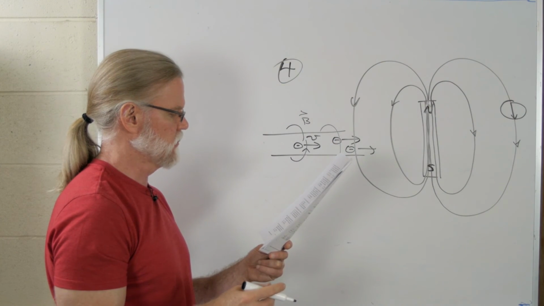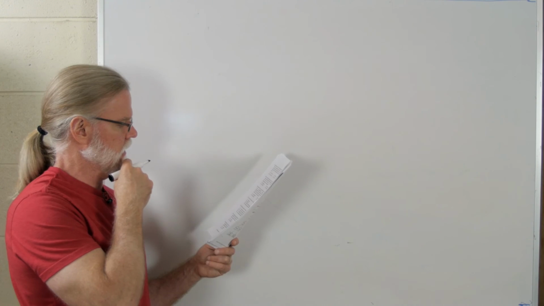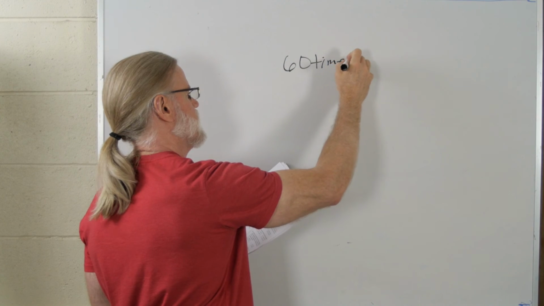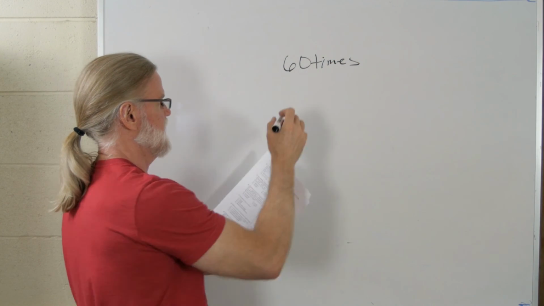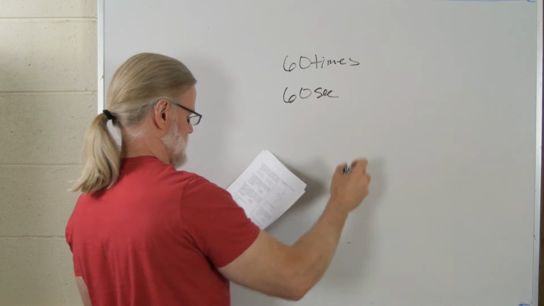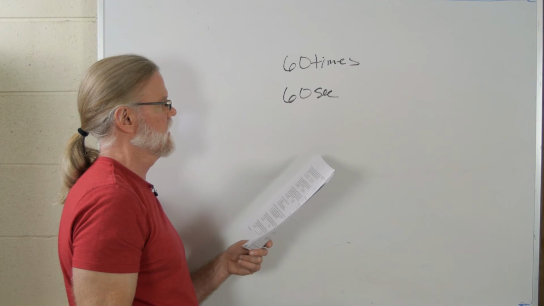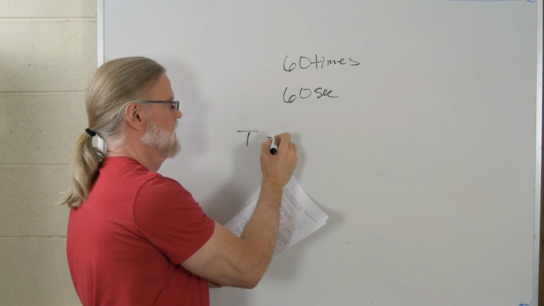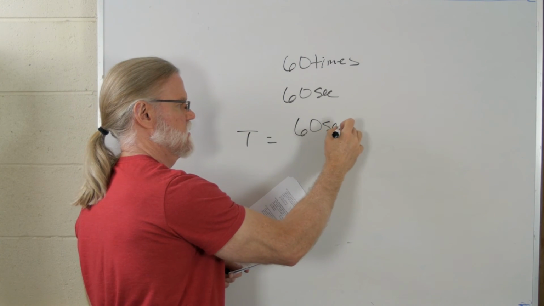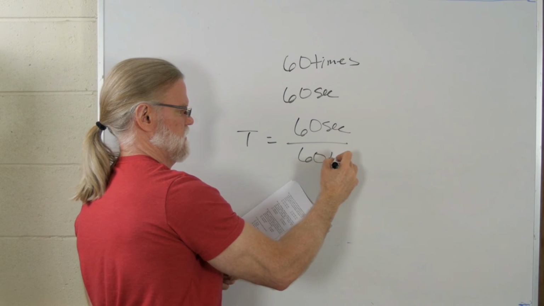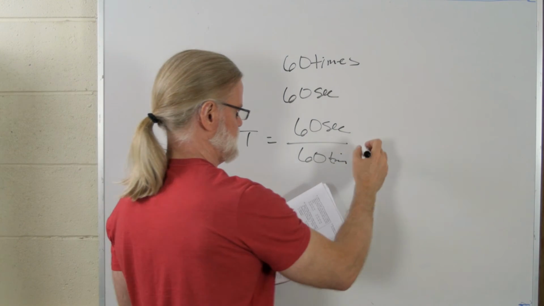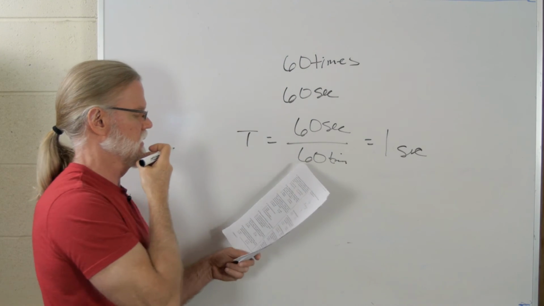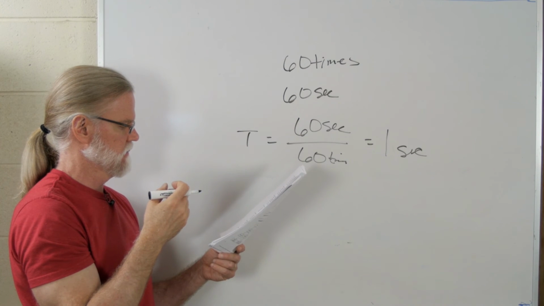A physics student takes her pulse and determines that her heart beats periodically 60 times in 60 seconds. What is the period of her heartbeat? Period is a measurement of time, capital T. So we must have seconds in the numerator, times in the denominator, and 1 second is the period. Choice 3.